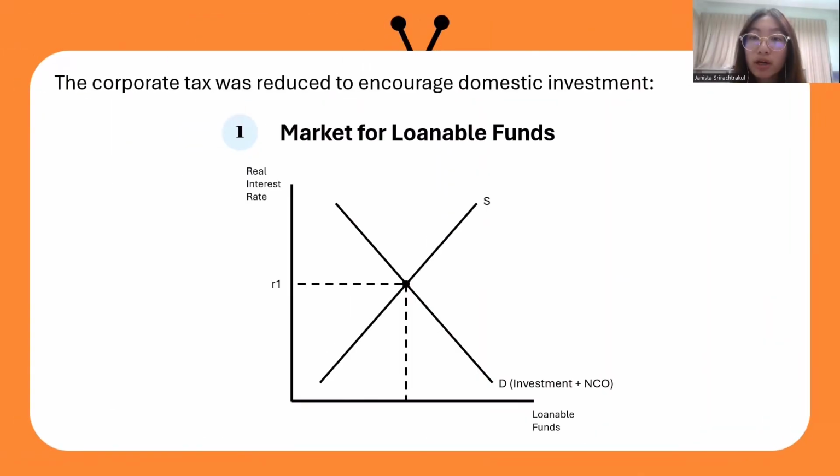Next, we're going to talk about the effects of following Trump's policy. This is the first one, which is a reduction in corporate tax to encourage domestic investment. First, we're going to see a graph of the market for loanable funds. The demand curve is investment and net capital outflow. So after the corporate tax was reduced, there is more domestic investment, which shifts the demand curve to the right. After that, you see that the real interest rate will increase from R1 to R2.